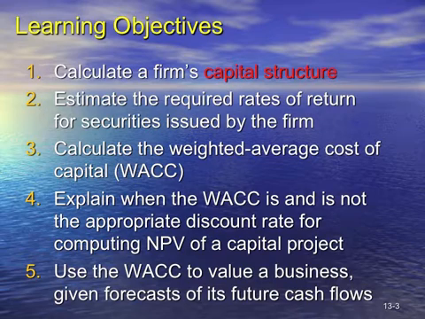When we're finished with Chapter 13, if we don't know these things, then we have failed miserably. If we want to be able to calculate a firm's capital structure, we'll do that, we'd have to know what it is, and we will surely learn that. We want to be able to estimate the required rates of return for securities issued by the firm. Well, what kinds of securities do firms issue? This takes us way back to the beginning, for goodness sakes, of this course. Stocks, bonds, dividends are not securities. Dividends are the cash flow arising from the security called a stock, right?